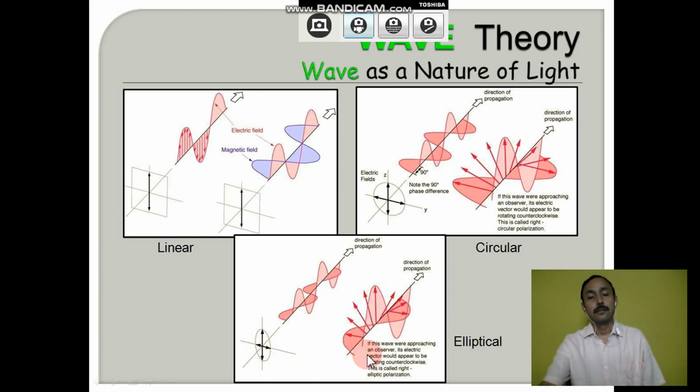When the intensities of the y and z axes are different, suppose the z axis is more and the y axis is less, then it is elliptically polarized light. This wave, while approaching an observer, has its electric vector appear to be rotating counterclockwise. This is called right elliptic polarization. The main difference between circular and elliptical polarization is that the intensities are different for elliptically polarized light.